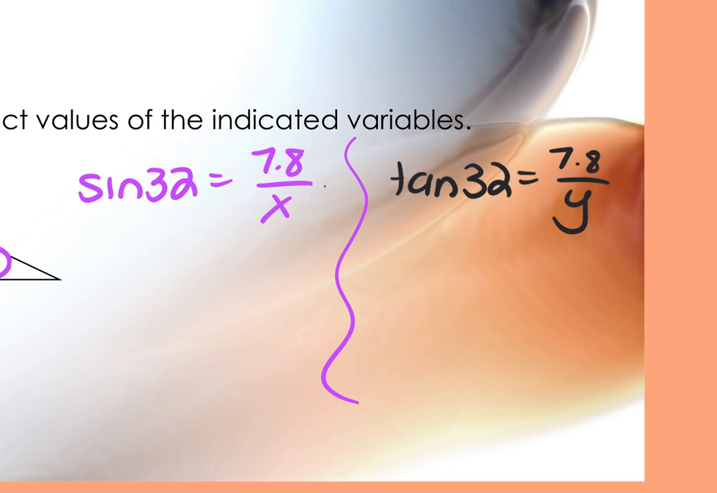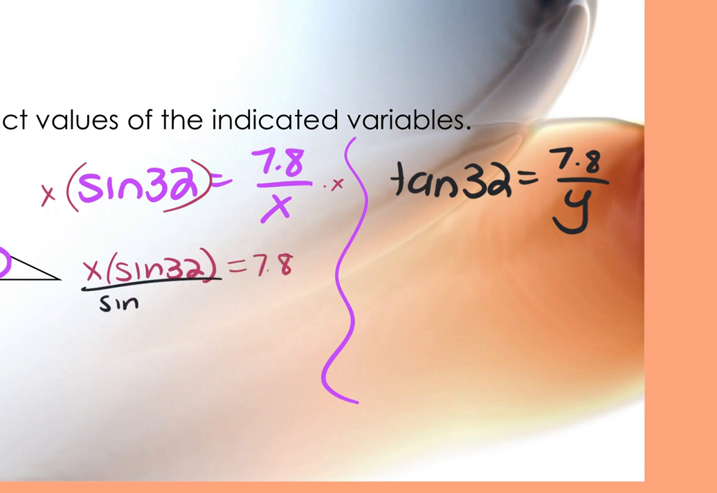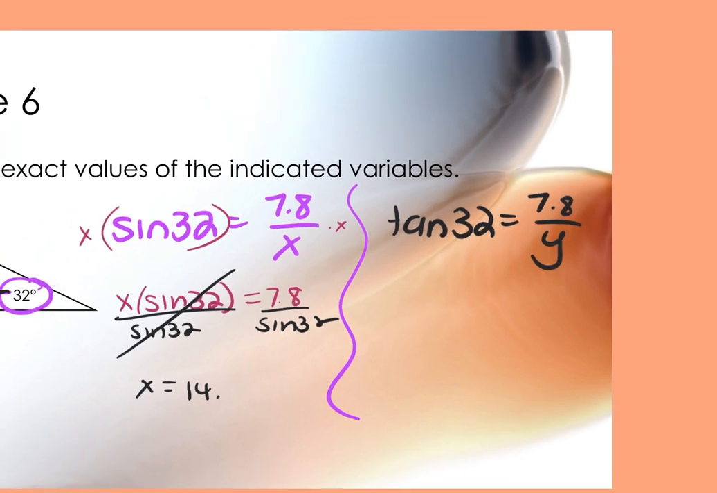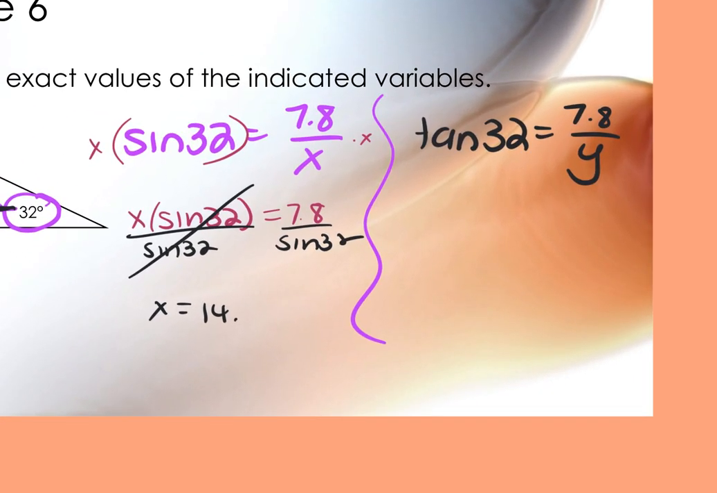So I can multiply both sides here by X, and I get X times the sine of 32 equals 7.8, and I divide both sides by the sine of 32. And my calculator is going to be in degrees. And I get X equals 14.719. It doesn't say what to round to, but most of these are actually nearest 10th. So I'm going to do that.